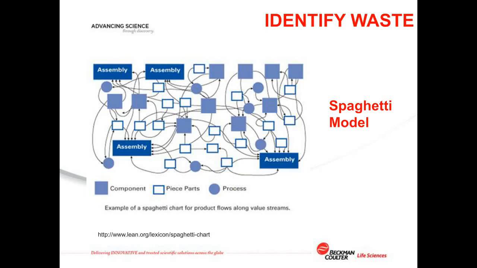Now, instead of following people, you can actually follow a product. In this case, it would typically be a sample, or if you were, say, manufacturing some reagents or something, you could follow them. So another way of doing a spaghetti model is to actually follow either people or products or samples around and see what happens to them.